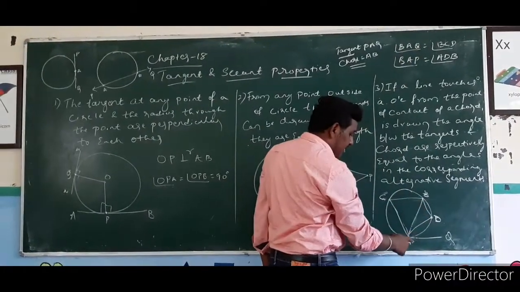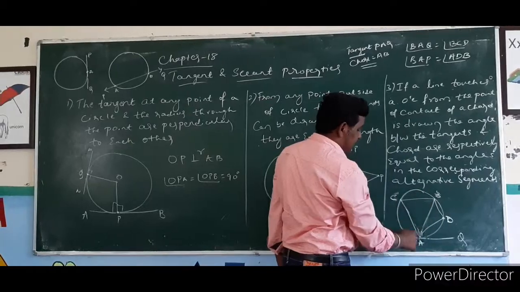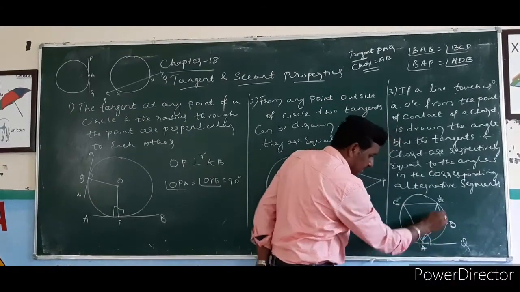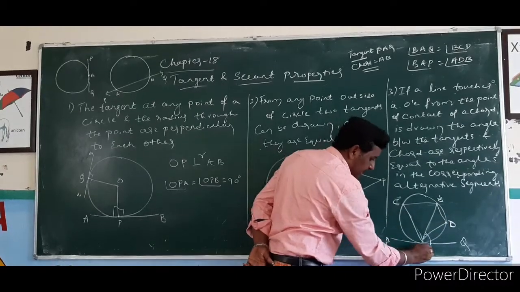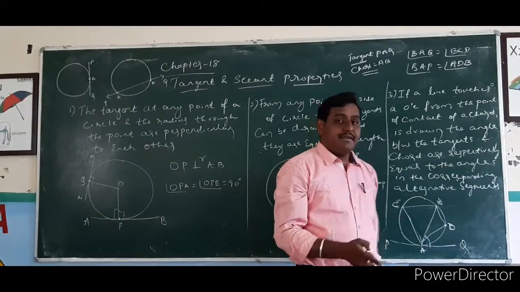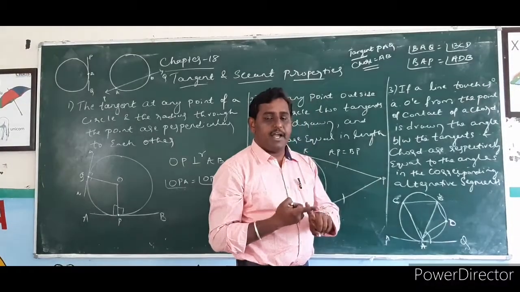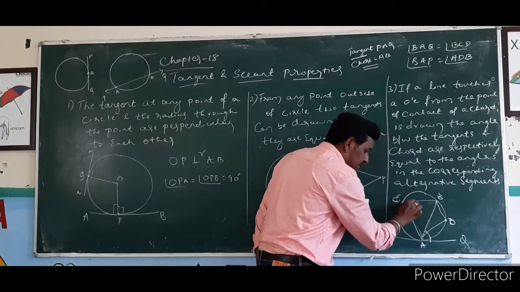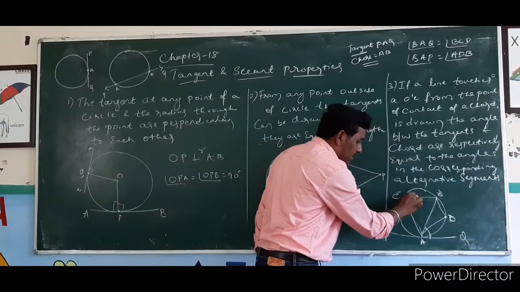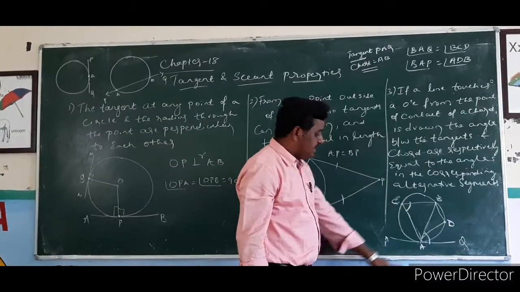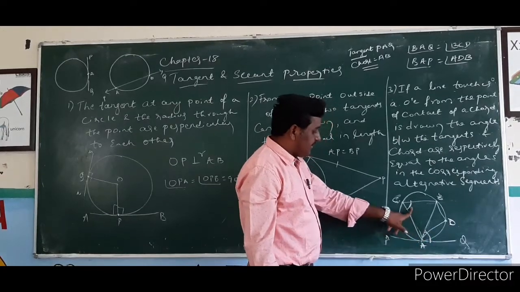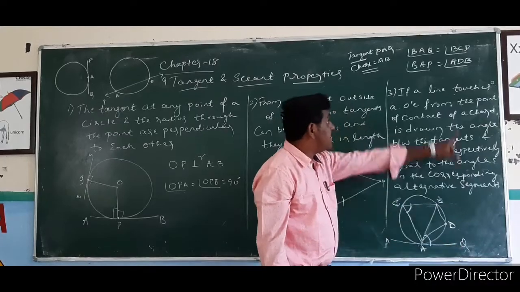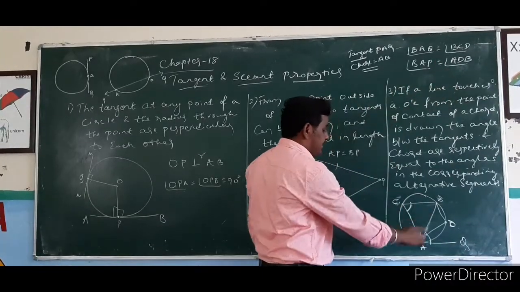BAQ is equal to BCA. Look here: AB is the chord, PAQ is the tangent. The angle between the tangent and the chord is equal to the alternate segment angle. That means BAQ is equal to the angle in the alternate segment.